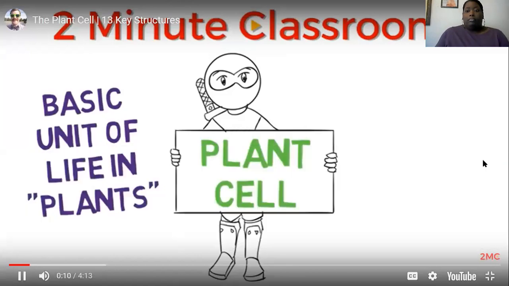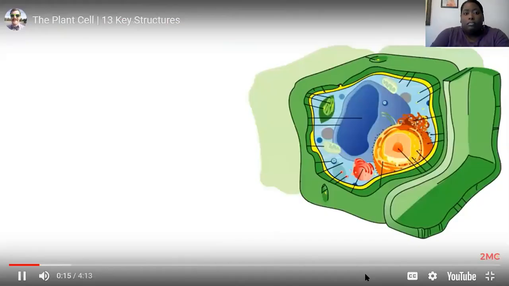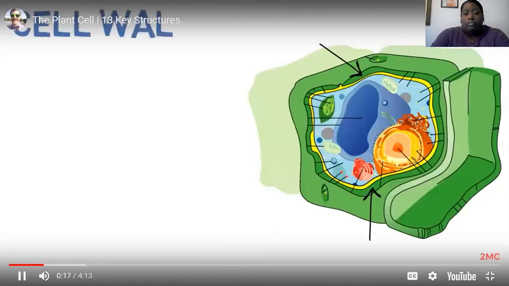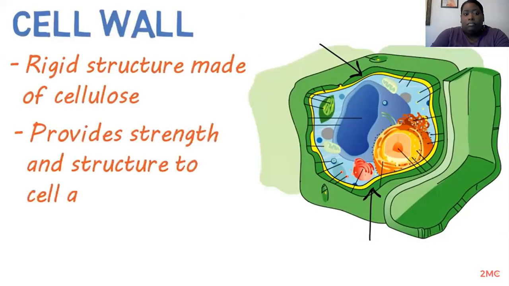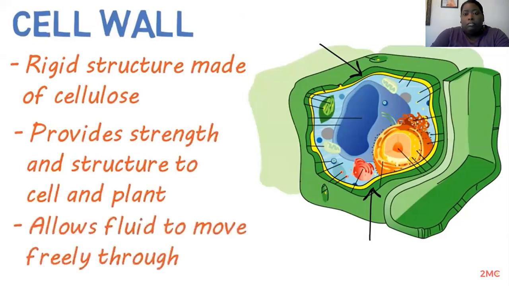Let's go through the major structures of the plant cell and focus on the function of each. We'll start on the outside with the cell wall. The cell wall is a rigid structure of cellulose that provides strength and structural support to the cell and plant. The cell wall is also permeable, meaning it allows fluid to move freely. This is not the cell membrane, which is our next structure.